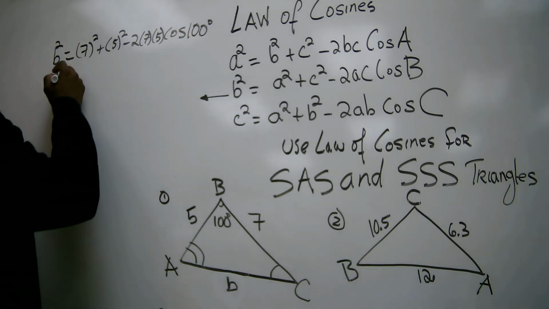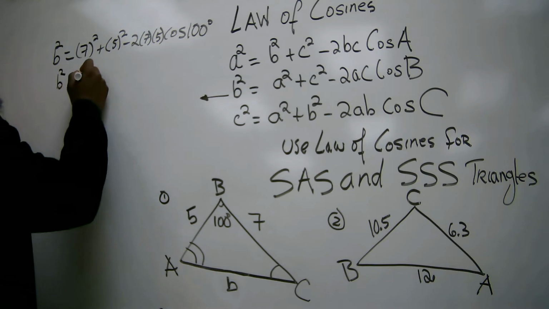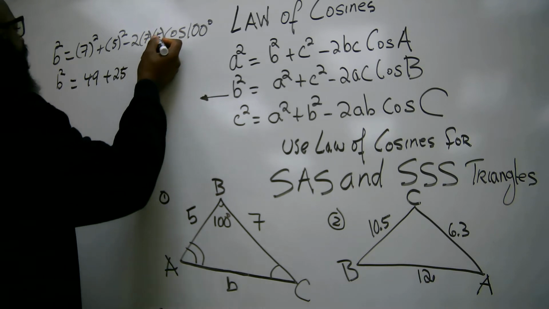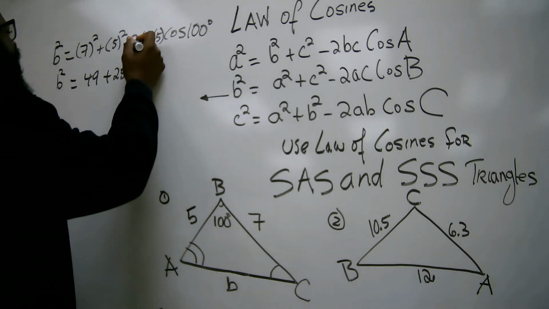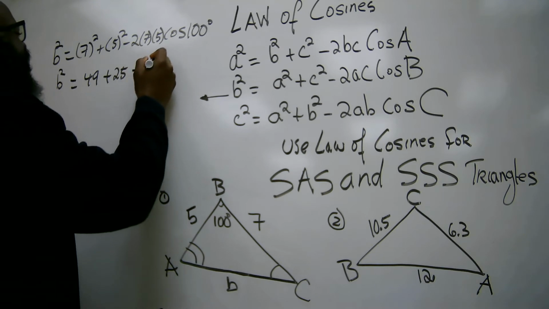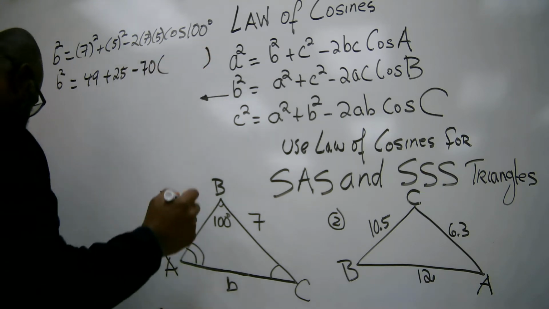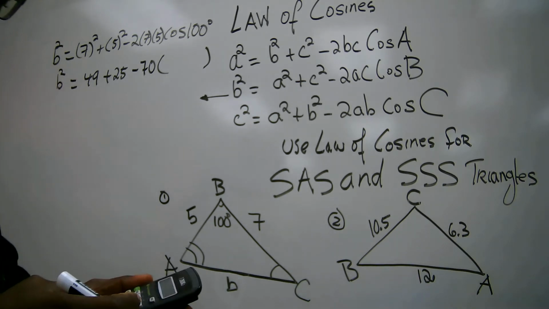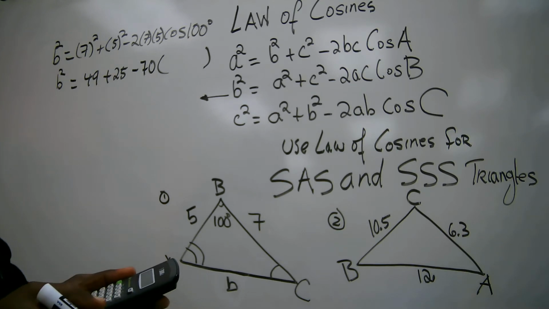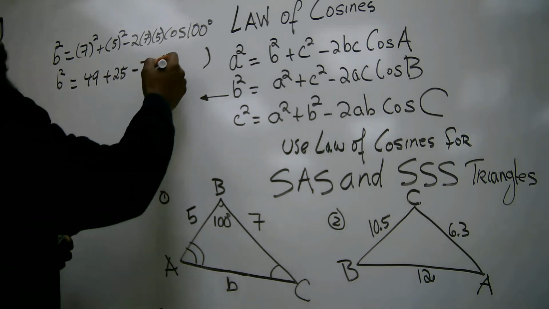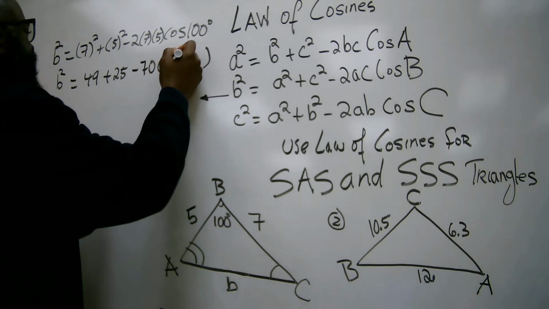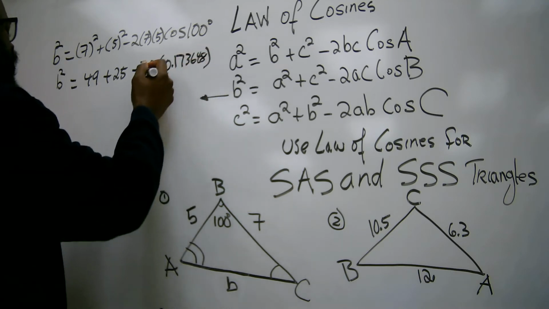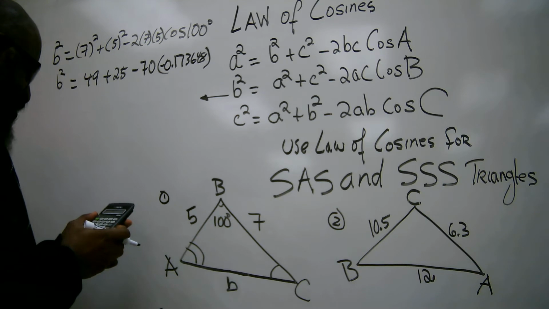So let's continue. You will have B squared is equal to 49. 7 squared is 49. 5 squared is 25. 7 times 5 is 35. Times 2, that will give you minus 70. Times cosine of 100. So you're going to use your calculator. That is when you need your calculator to be handy. So I'm going to put 100 in the calculator and press cosine of that. In this case, it's going to give me a negative number, negative 0.173648, and I'm going to multiply this by negative 70.